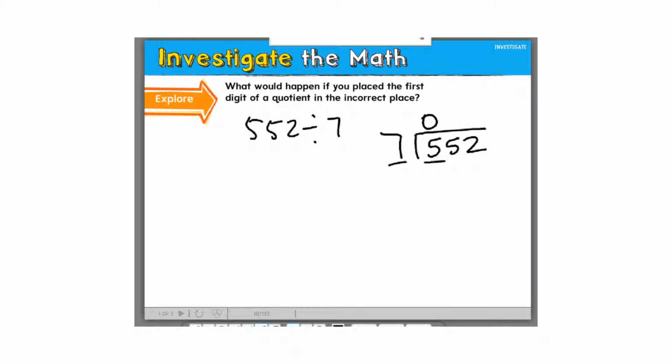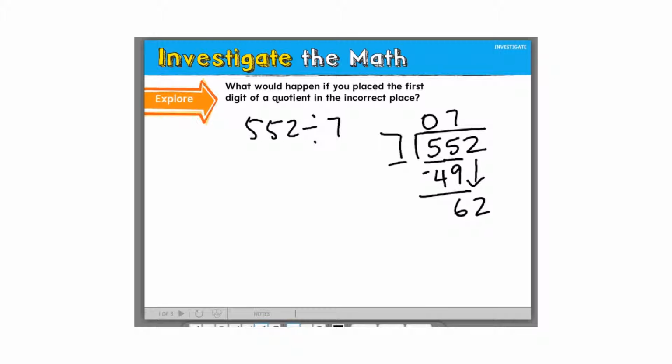Since it can't go into 5, does that mean I'm finished with my problem? It's 7 divided by 55. 55. So now I'm going to use 55 instead. So 7 goes into 55. Sean, how many times? It would go into it 7 times. 7 times. And 7 times 7 is 49. Then when I subtract, I get 6.